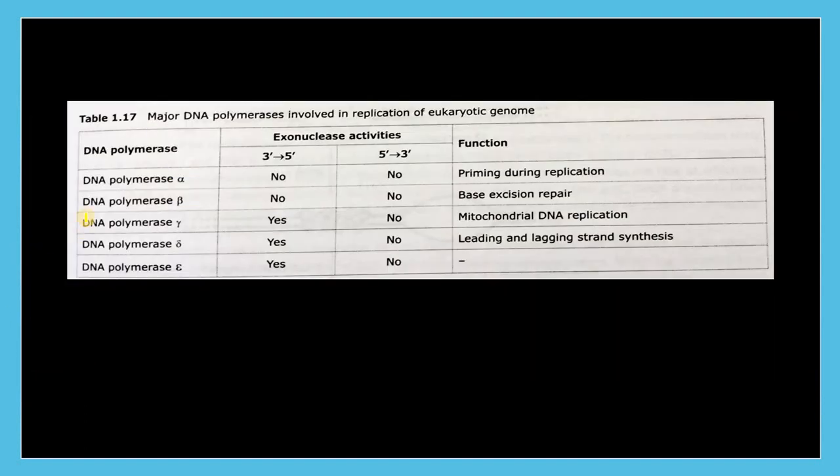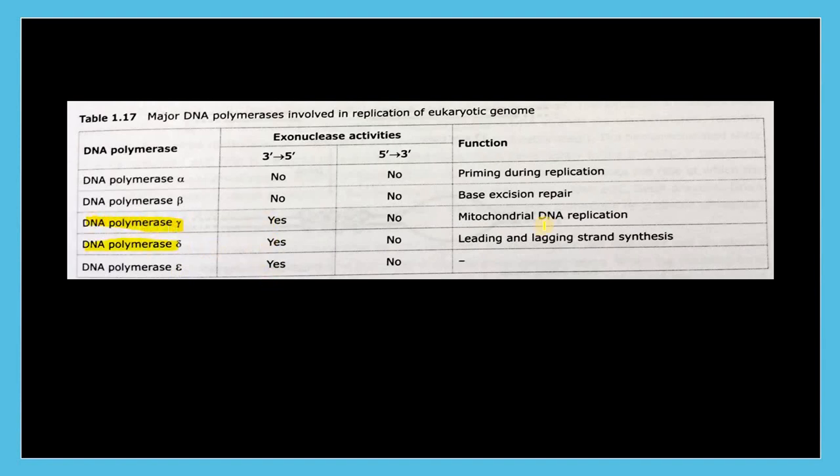So to summarize, we know that all these are DNA polymerases, so they all have 5' to 3' polymerase activity. But none of them have 5' to 3' exonuclease activity. Pol alpha and beta do not have 3' to 5' proofreading activity. But gamma, delta, and epsilon have proofreading activity.